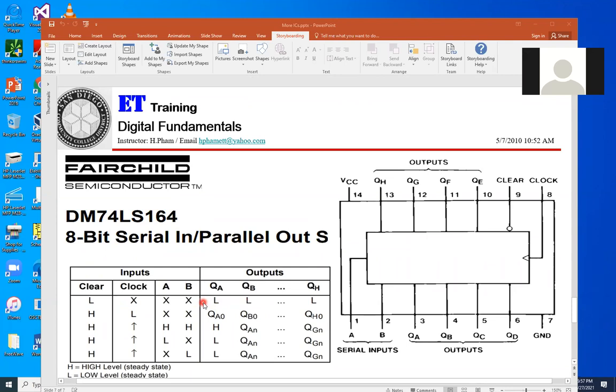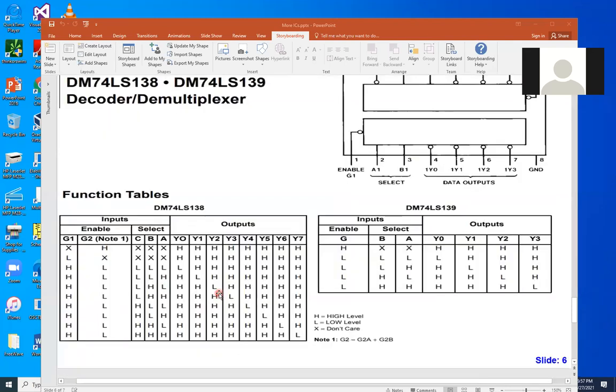Now, Mr. Pham, can you tell me why it is that we got those little bubbles on the data output? That means they are active low, that means when you select it, they will go low. They're active low, but why is it active low? Because when enable is low and you have data going in, then everything's high, except for 1 pin that's low.